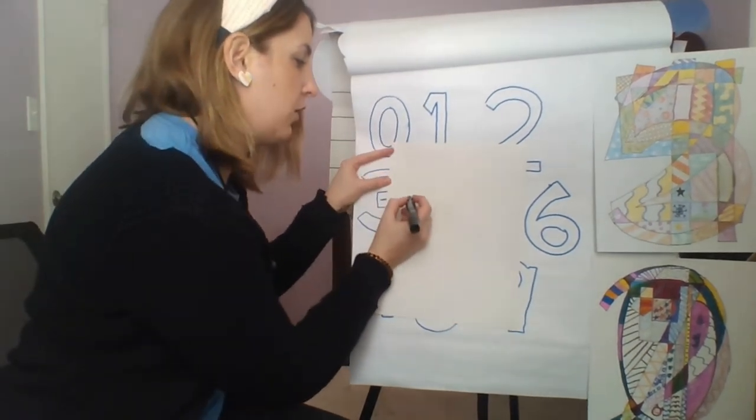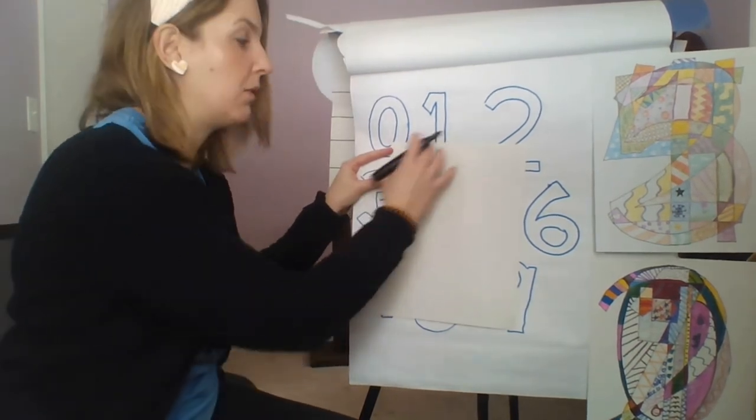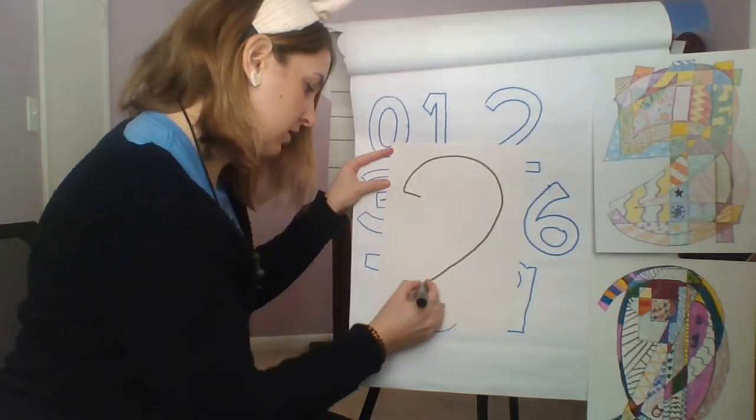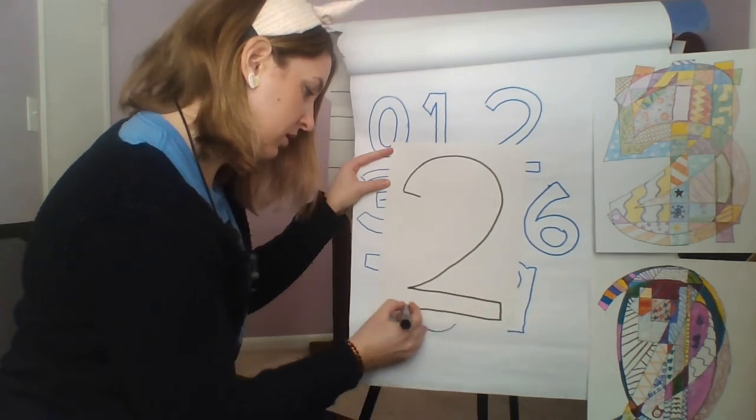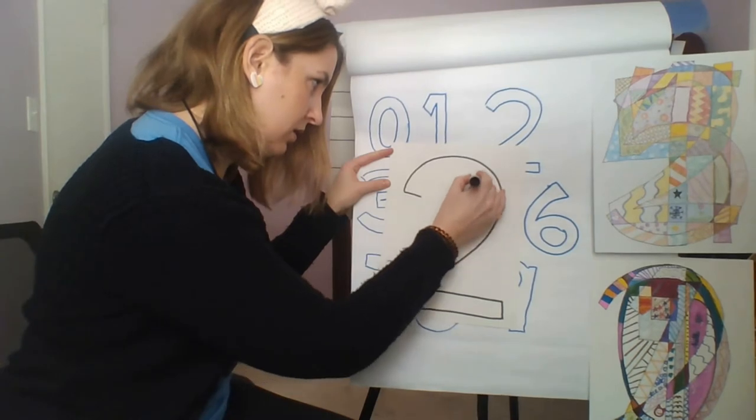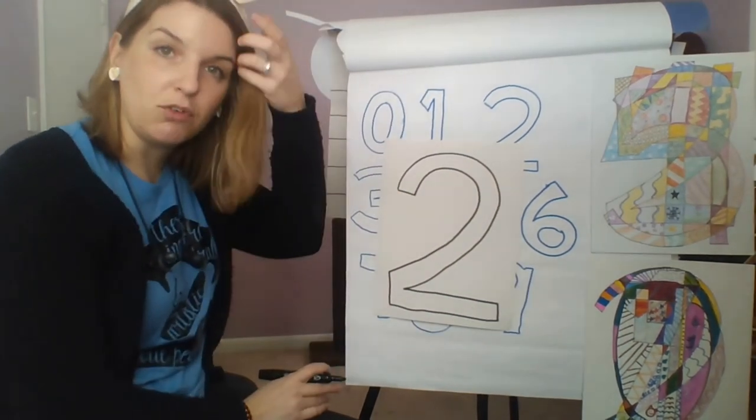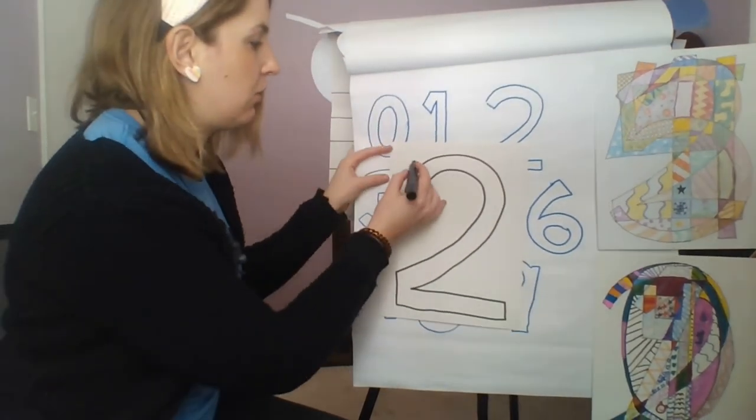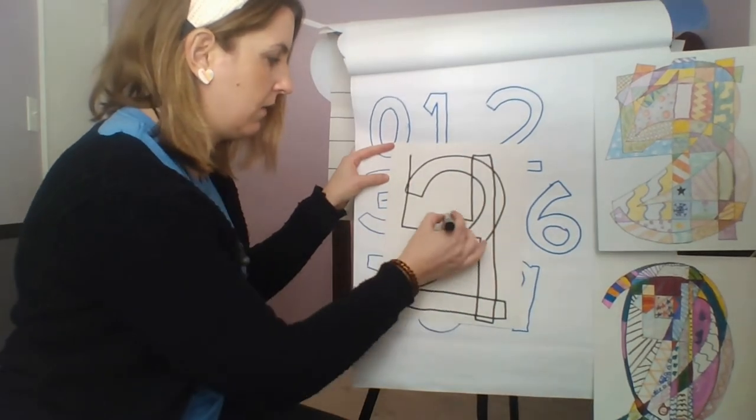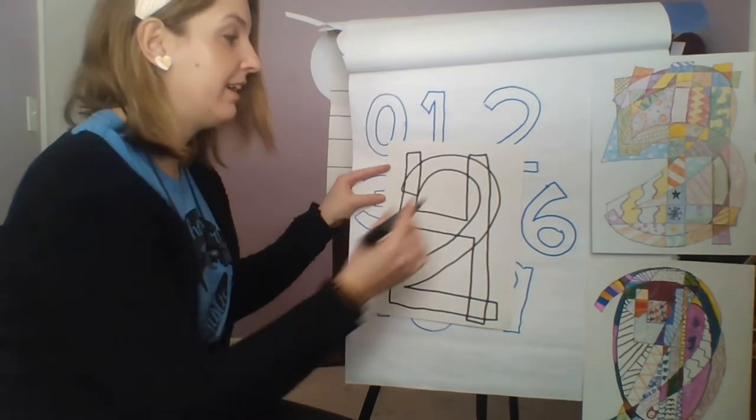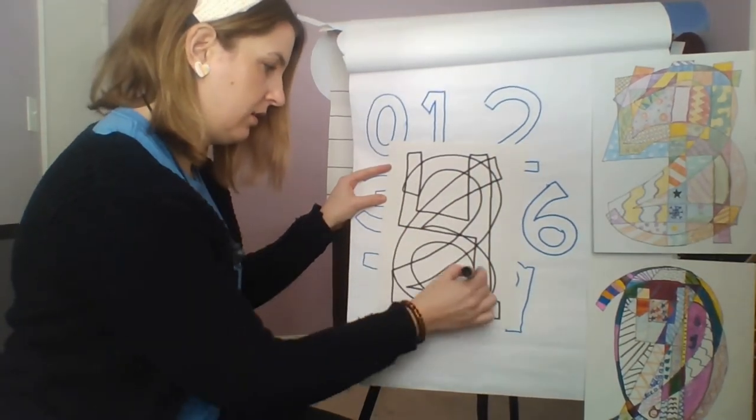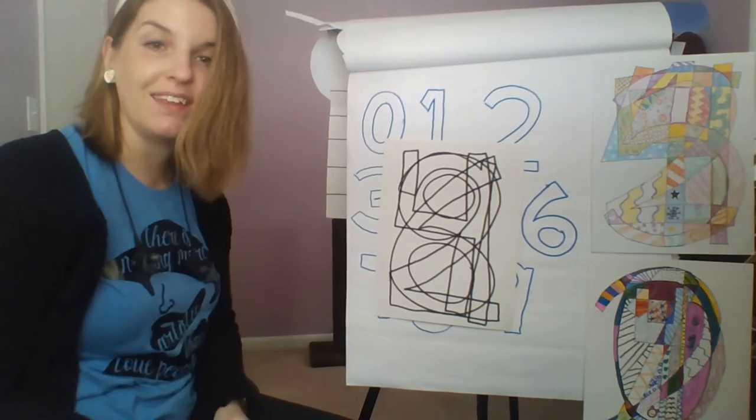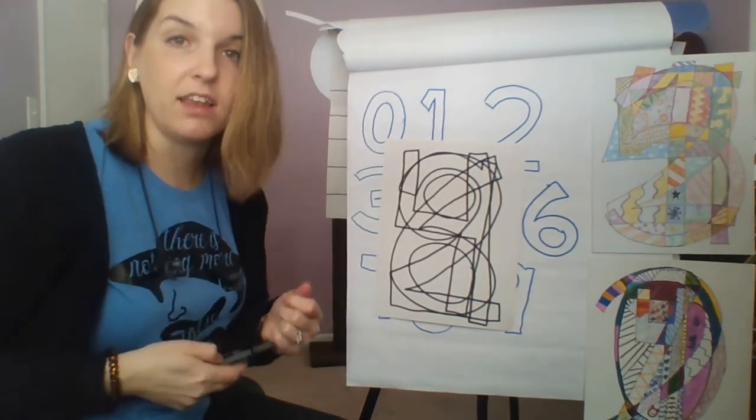So I'm going to start off with my number 2, and I am going to make it as big as possible. I want to take up as much space on my paper as possible. So there is my number 2, really big. And now I'm going to draw the number 4 right on top of it. So watch. All right, next up is 6. And 9. And there we go. So I have drawn the numbers 2, 4, 6, and 9 right on top of each other.